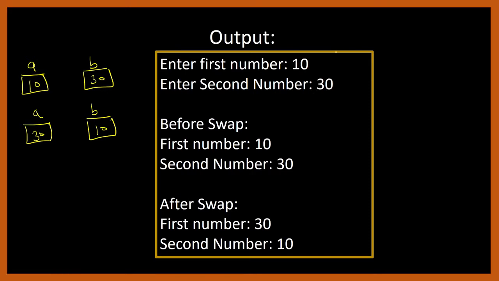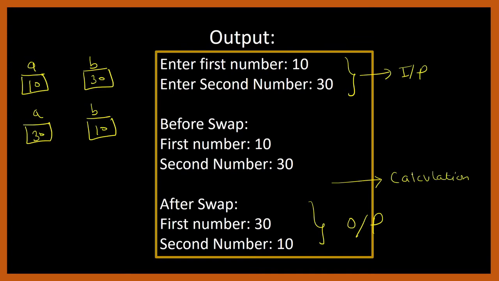So our output will look like this. We will be asked the two numbers, that is, enter the first number, enter the second number. Then we will be printing just those two values, and after the swapping we will be printing those exchanged values. That is, now first number will contain 30 and second number will contain 10 after the swapping. So this is our input and this is our output in our C program. Before the output, we will do the calculation or the processing on our input. Let's see how we can write the C program for this question.